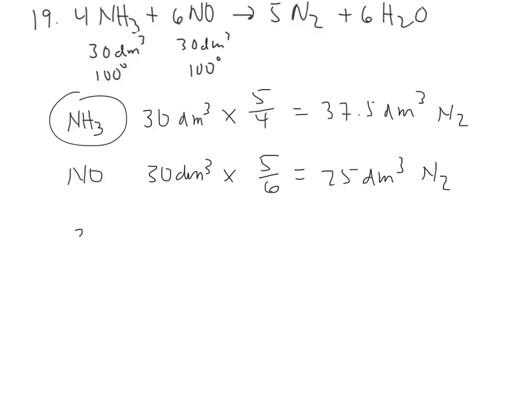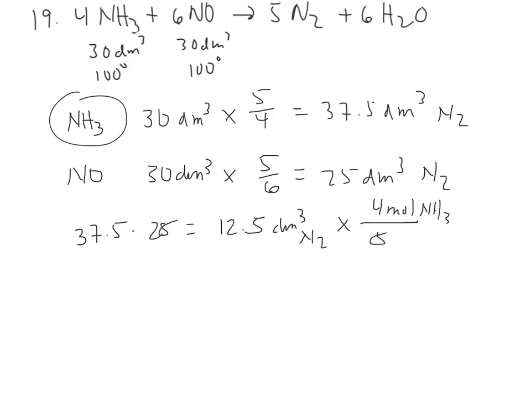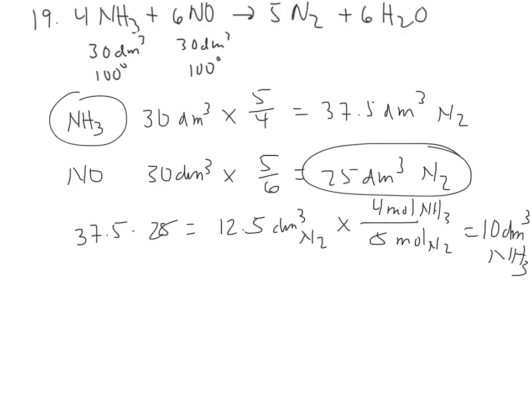Well, by how much, I could take the 37.5 minus the 25, and that means I could produce another 12.5 decimeters cubed of N2. That's not how much of the NH3 is in excess. Now I have to look. I get 4 moles of NH3 from 5 moles of the N2. So now when I take my 12.5 times 4 and divide by 5, the excess would be 10 decimeters cubed of NH3. And then they want to know how much N2 could be produced. Well, we already figured out that we're limited to 25 decimeters cubed of N2.